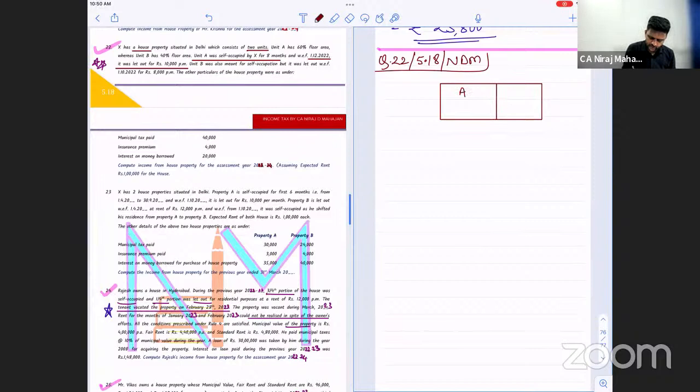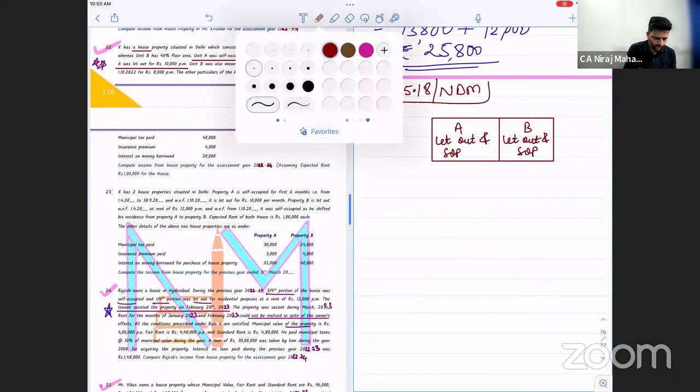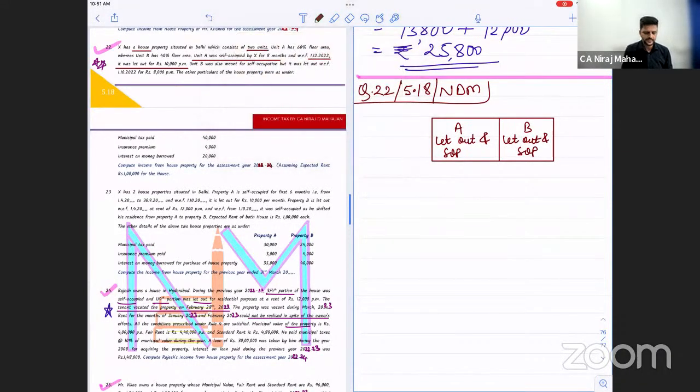This is your unit A and this is your unit B, for example. This is let out and SOP, and this is also let out and SOP. Correct? I'll just give you the format and you can solve. I don't mind you solving, no problem. I'll just give you some notes first, write that down.